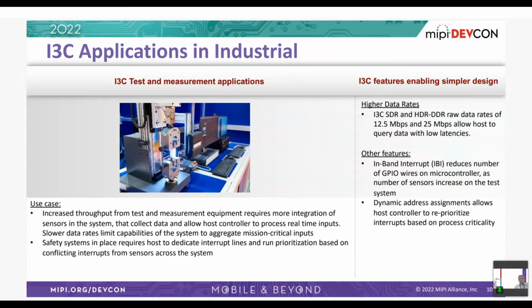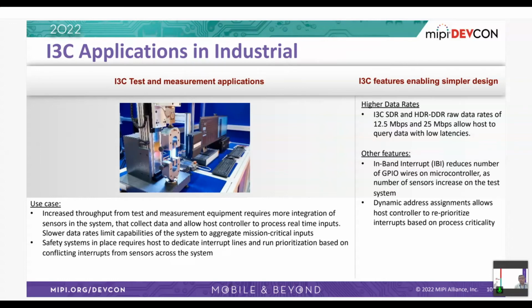At the same time, safety systems also require the host to have dedicated interrupt lines and run prioritizations, which can create more problems because conflicting interrupts from sensors can create a condition where nested interrupts, specifically on low-end microcontrollers, can cause them to miss out on critical events. So with the in-band interrupt, that is also mitigated because the host will receive only the one which it has allowed priority for. So the software on the host side becomes much simpler.